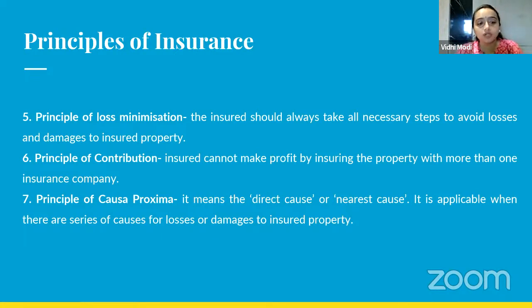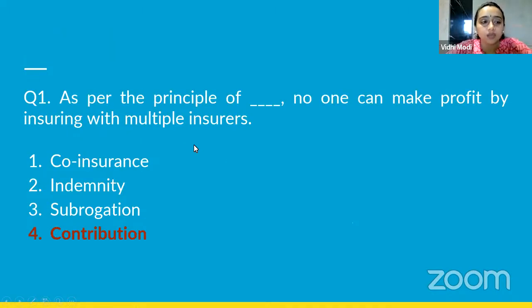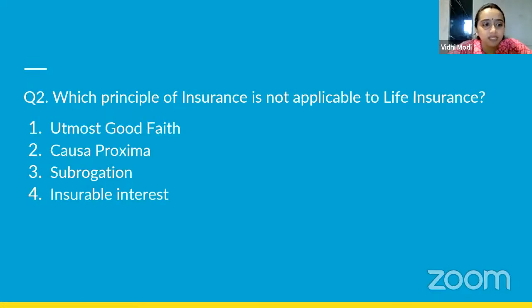Right? The principle of contribution talks about how the insured cannot make profit by insuring the property with more than one insurance company. Okay. And then we have the principle of causa proxima, which talks about the direct cause or the nearest cause, and it is applicable when there is a series of losses or damages that have taken place. So again, reading back the question, as per the principle of dash, no one can make profit by insuring with multiple insurers. The answer would be contribution. Right? So having understood this, the next question will become easier.